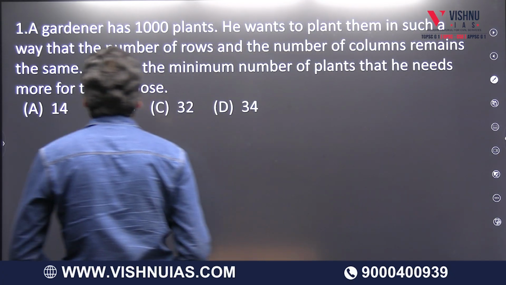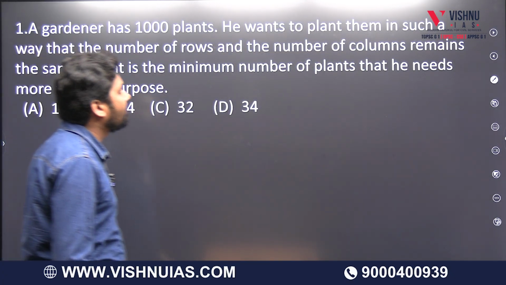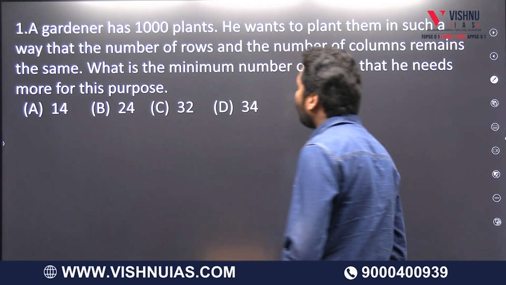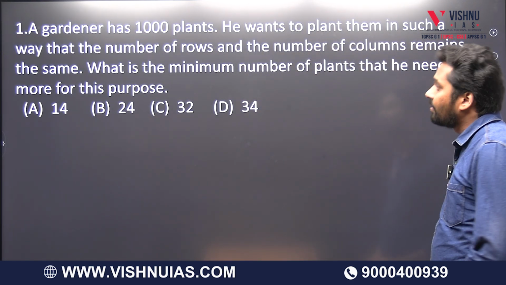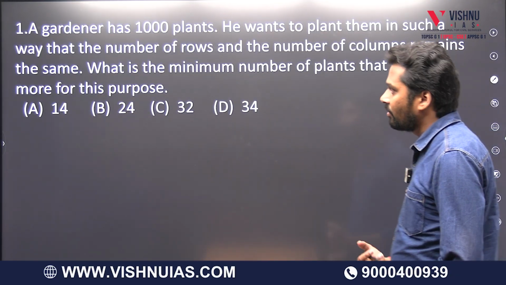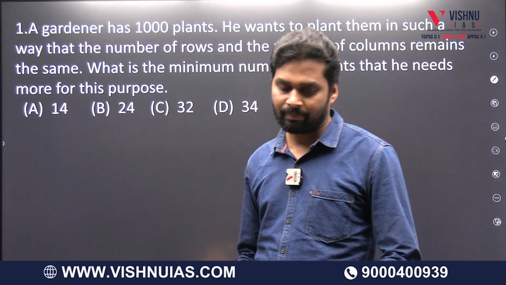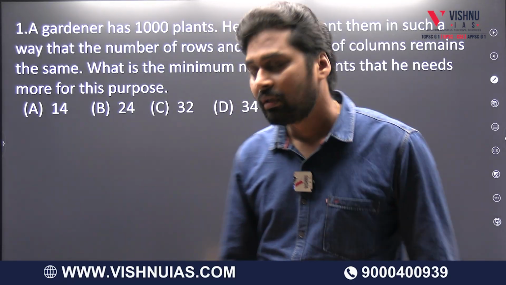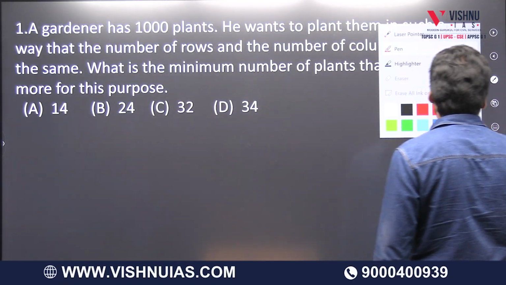See, here it is given that a gardener has 1,000 plants. He wants to plant them in such a way that the number of rows and the number of columns remain the same. What is the minimum number of plants that he needs for this purpose? It was a previous year CSAT question. Okay, now we solve this question.